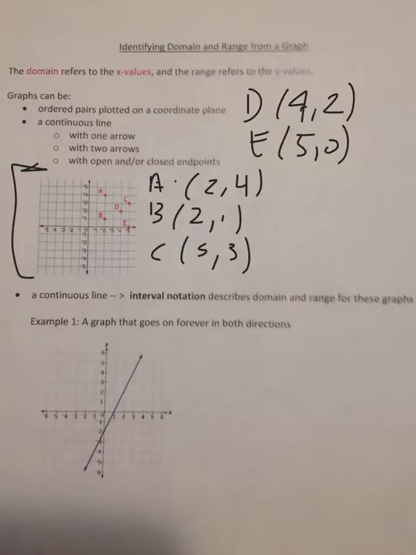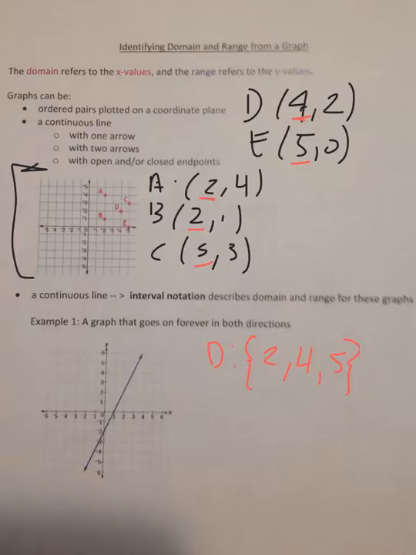So remembering the domain will be all your x values. So the domain for this problem, put it down here, do these little squiggles if you can, and you're only going to write the value once. So you see the 2 shows up twice, you only write it once. And then try to keep it in order if you can. So the domain is 2, 4, 5.